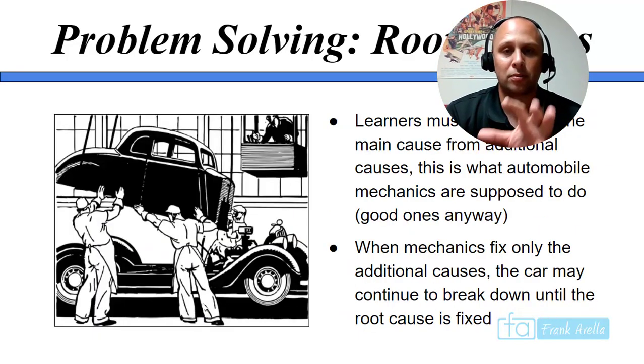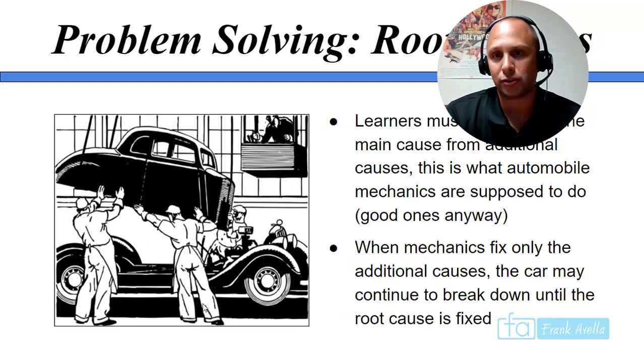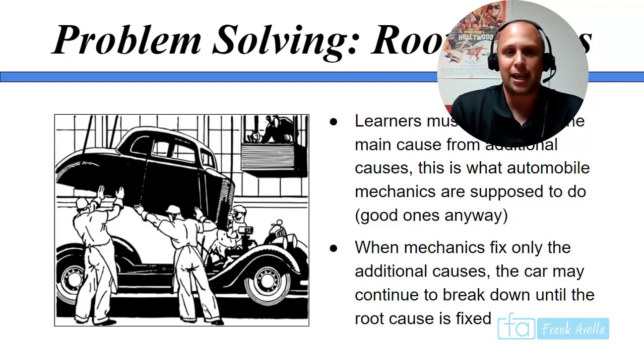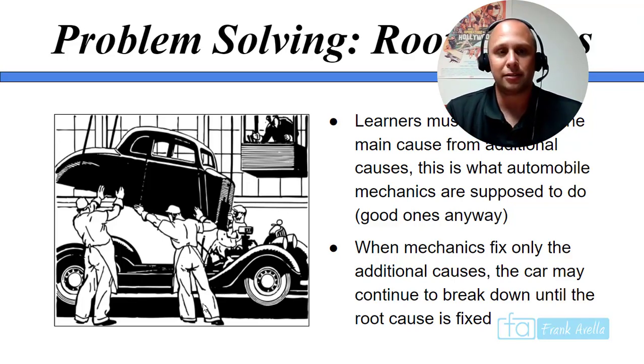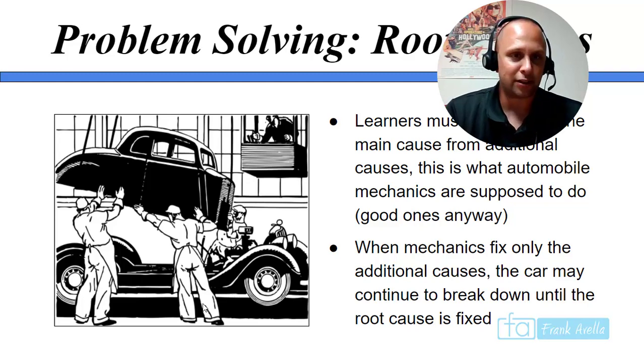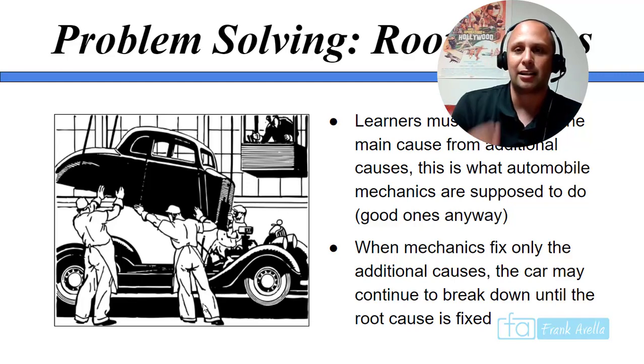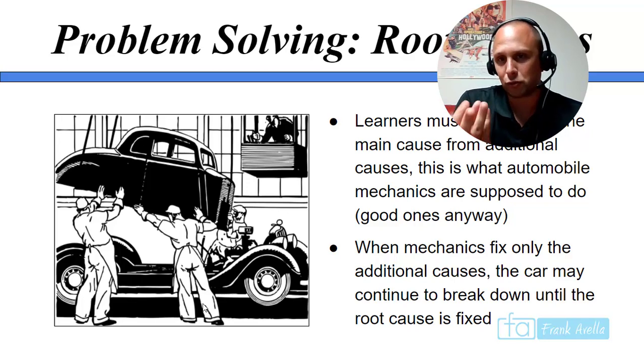So let's talk a little bit more about root causes. Learners must differentiate the main cause from additional causes. This is what automobile mechanics are supposed to do, right? So you take your car into the mechanic and you got the light that says engine. And then you go there and you ask the mechanic, can he fix it? And he tells you got 25 different things wrong. And let's say you pay him. And then he fixes this, he fixes that, and that light is still on at the end of the day. He didn't fix the root cause of the problem.